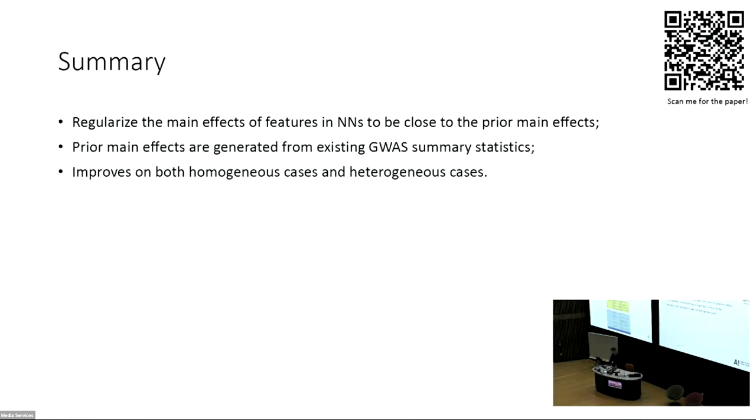Here's the summary. We propose a main effects prior to make use of the publicly available GWAS summary statistics to improve machine learning models in a small data setting. This is for the genotype-phenotype prediction task.